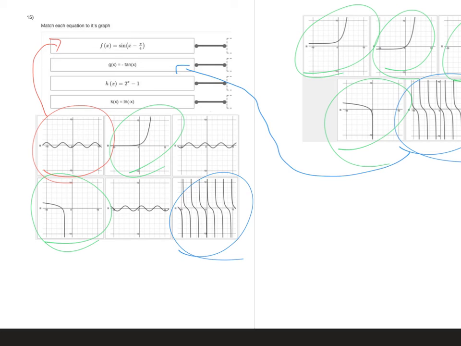No, yes, that one. That one has a horizontal asymptote of negative 1 and a y-intercept of the origin.